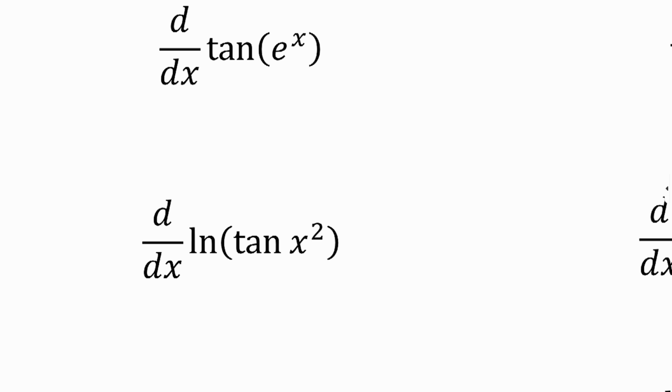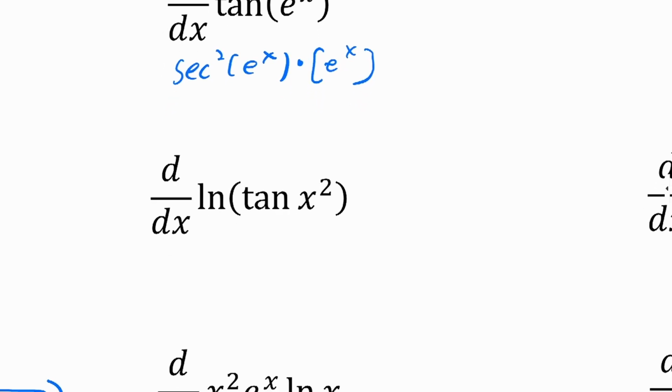Another chain rule based problem here. Derivative of tangent of e to the x is just secant squared of e to the x. I am losing a little bit of my voice here, but of course you just do the chain rule here, and the derivative of the inside function is just e to the x. So this will actually just be e to the x secant squared of e to the x.